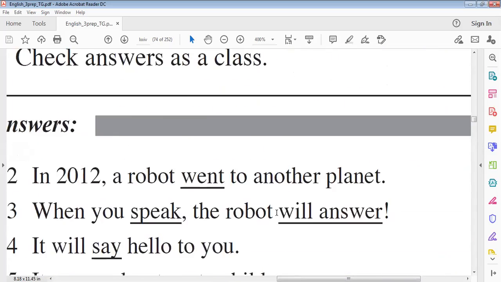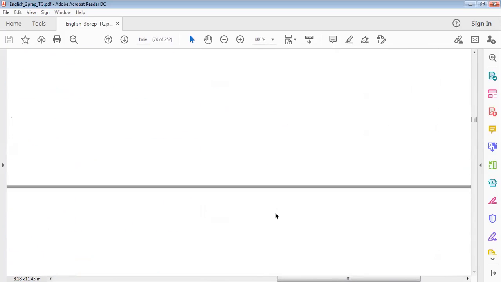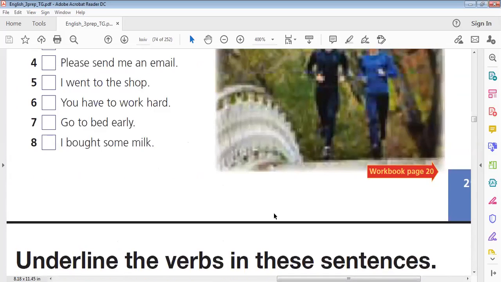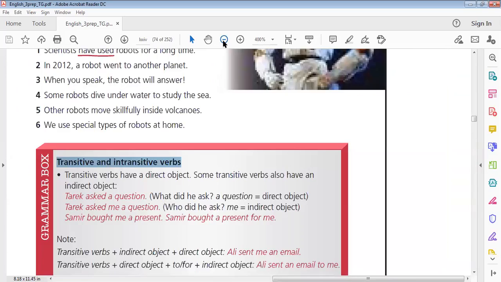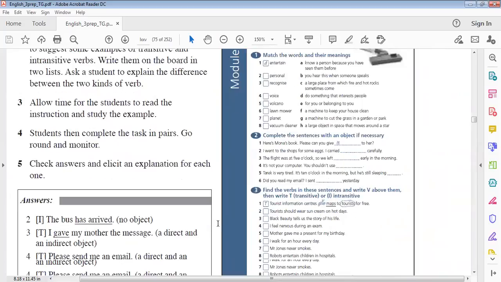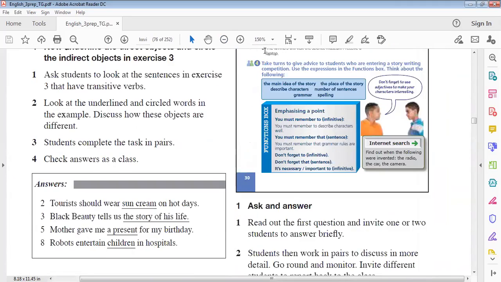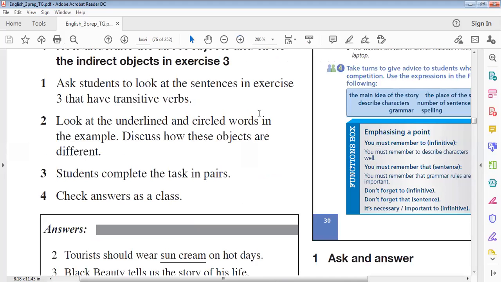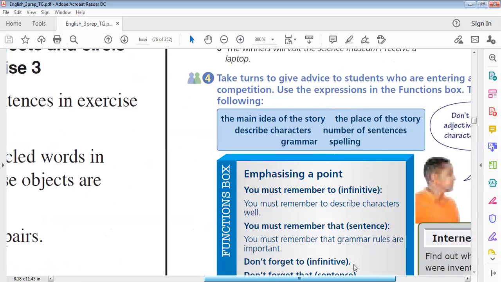Another point in this unit, the language functions, on page 30, is that we have here emphasizing a point. If you want to emphasize a point, you can use more than one phrase.